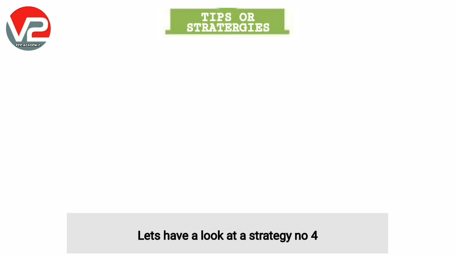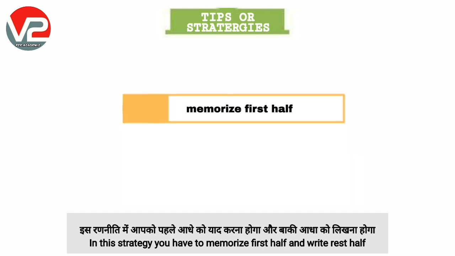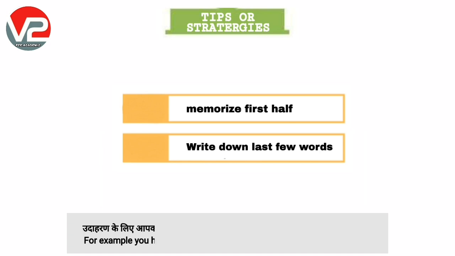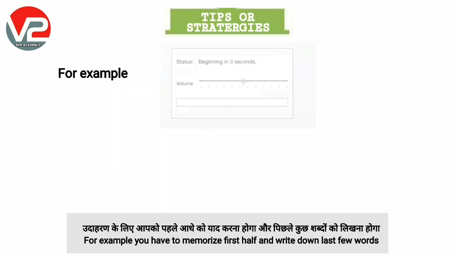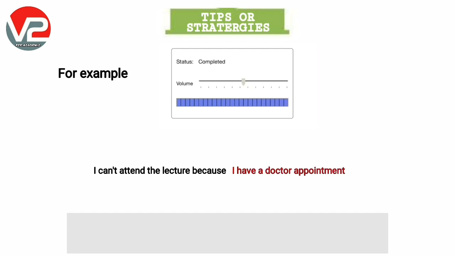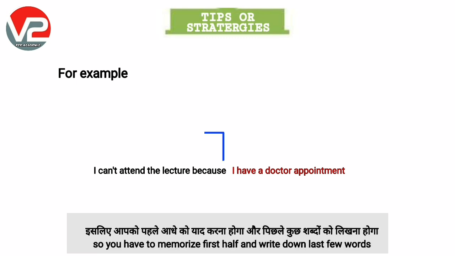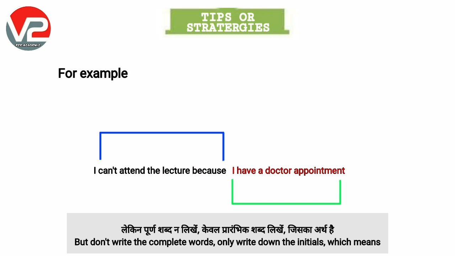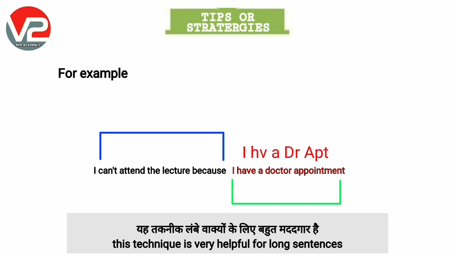Let's have a look at strategy number 4, which is very helpful for long sentences. In this strategy, you have to memorize the first half and write down the rest. For example, I can't attend the lecture because I have a doctor appointment. If you don't remember the whole sentence, memorize the first half and write down the last few words, but don't write the complete words. Only write down the initials, which means the first 2 or 3 letters of each word. This technique is very helpful for long sentences.